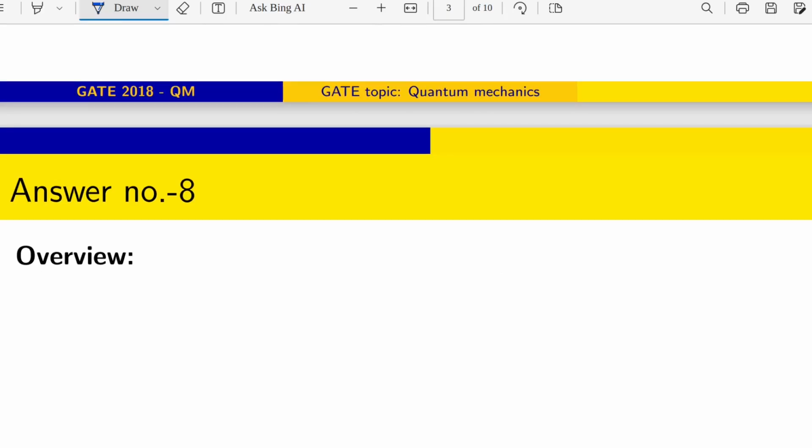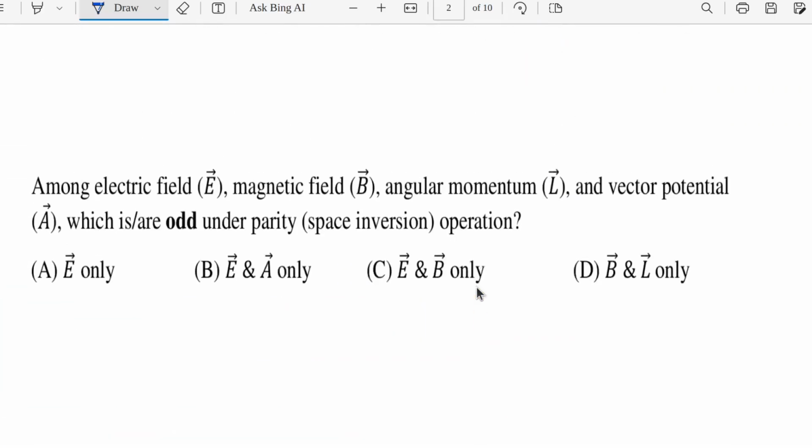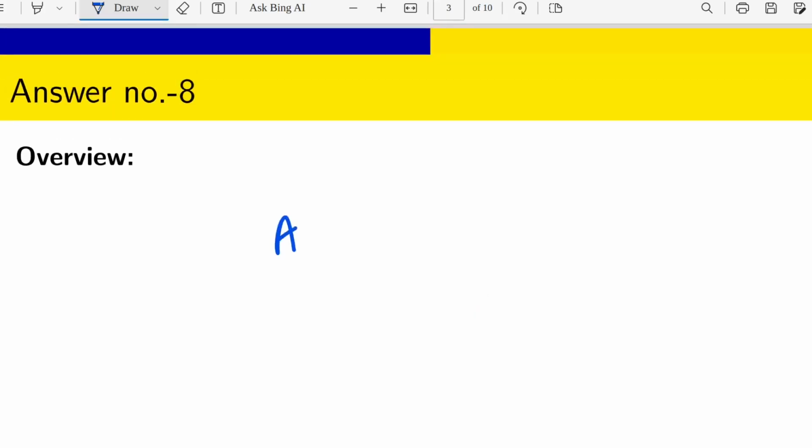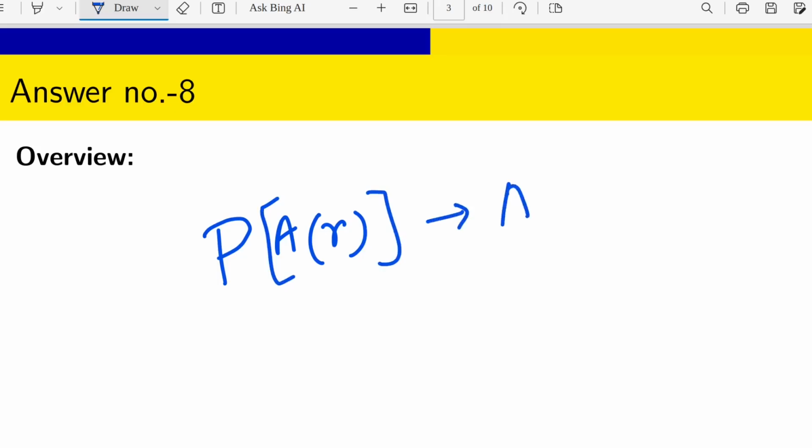It is written in the question that parity means space inversion. So if one has an operator like A, which is a function of R, then after operating P on it, it will come as A, which is a function of minus R. This is the main thing for parity. In parity, our R space will be inversed, R will become minus R.